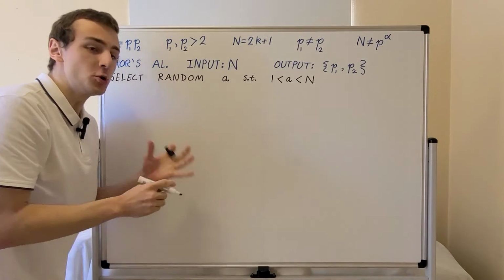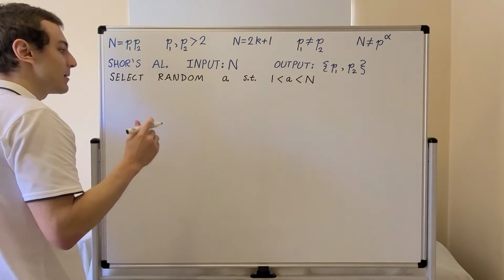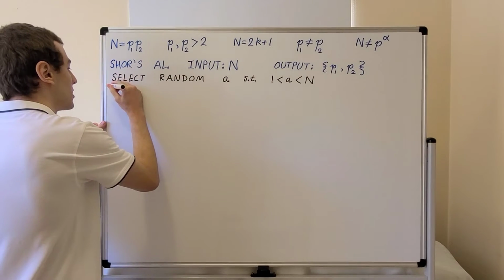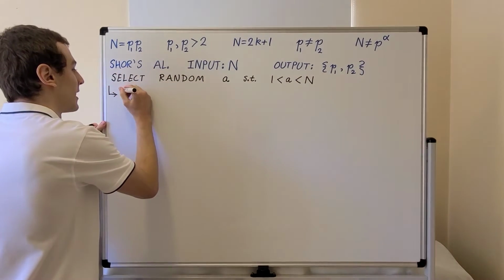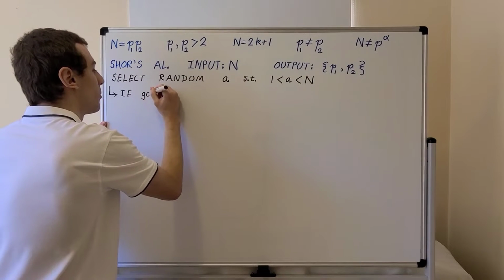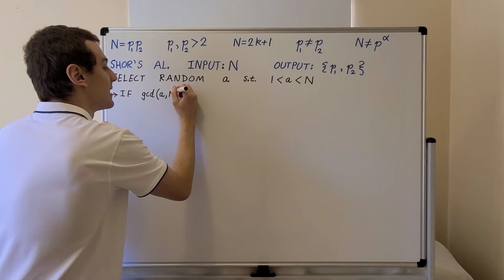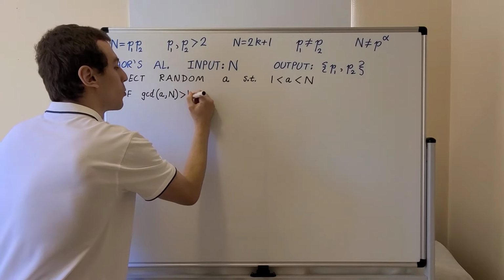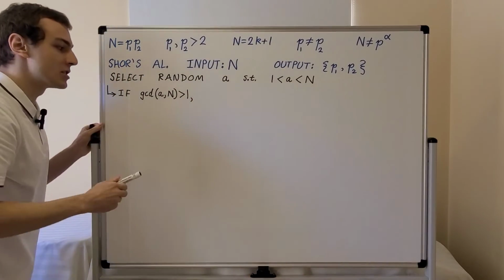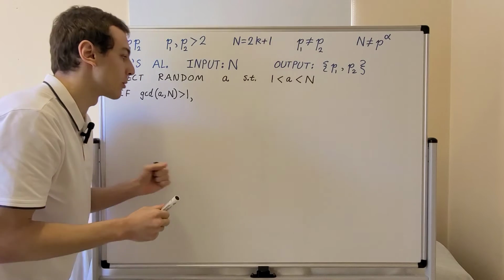There's going to be two scenarios if we pick a random a. Let's examine the first scenario. So the first possibility is if the greatest common divisor of a and N is greater than 1. Now, to compute the greatest common divisor, we can use Euclid's algorithm.